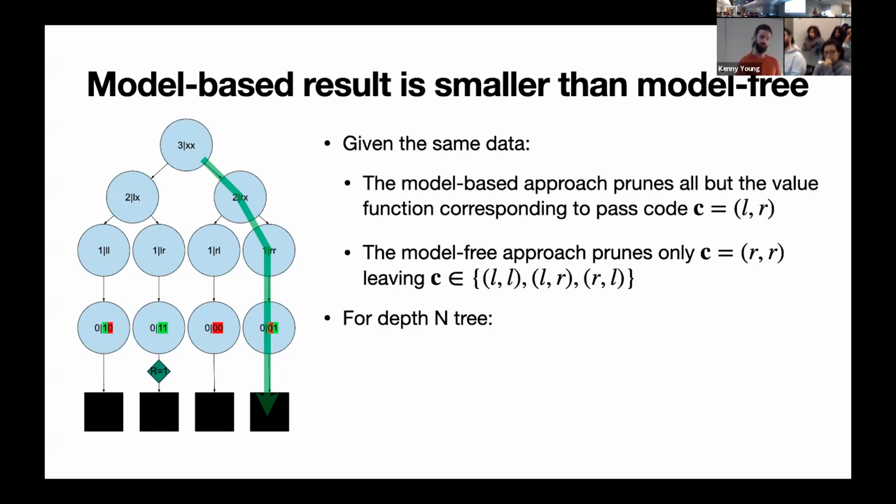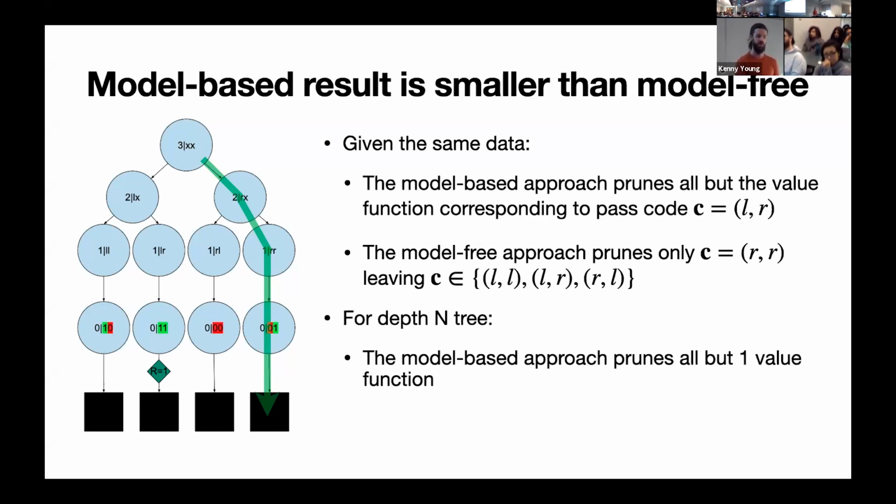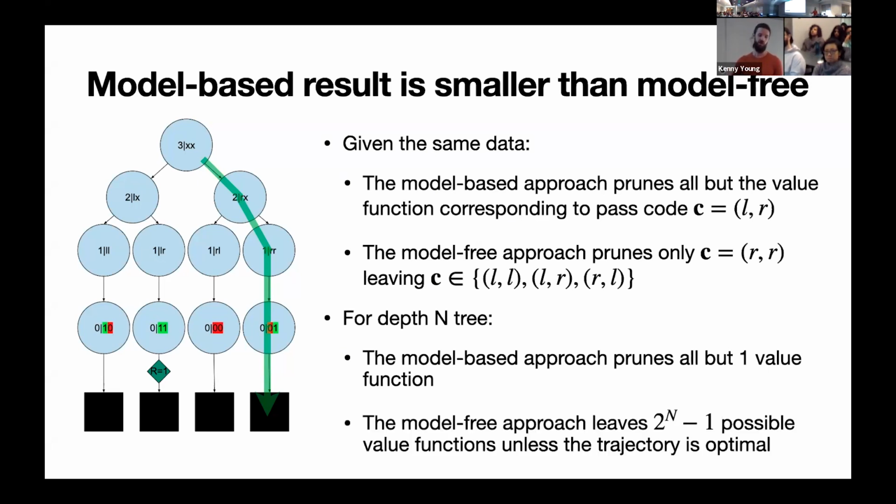And then if we move to a depth N tree, the model-based approach is always going to prune all but one possible value function. And the model-free approach, unless we happen to get lucky and find the optimal trajectory on the first shot, is going to leave 2 to the n minus 1 possible value functions. So basically, all but 1.